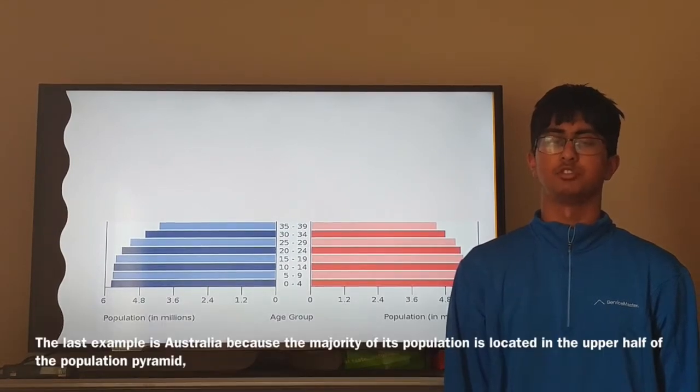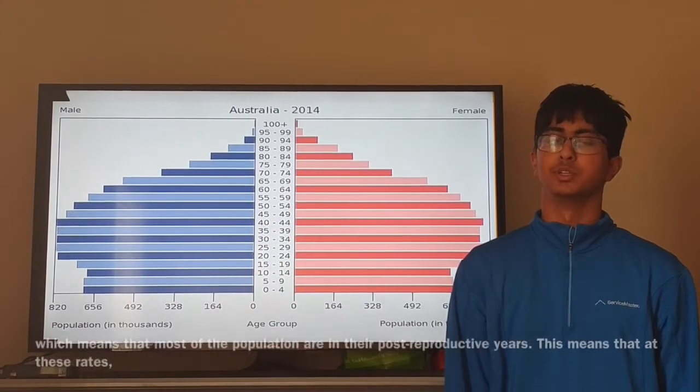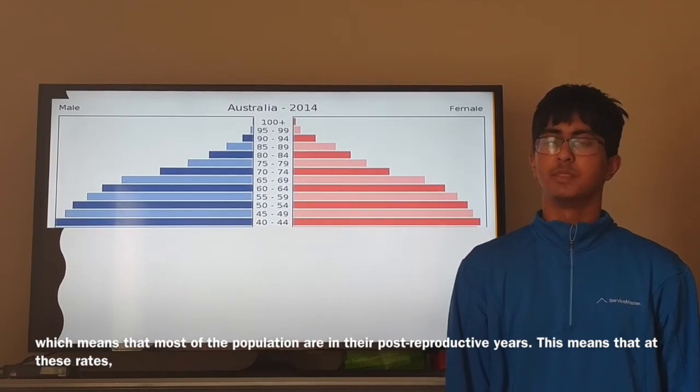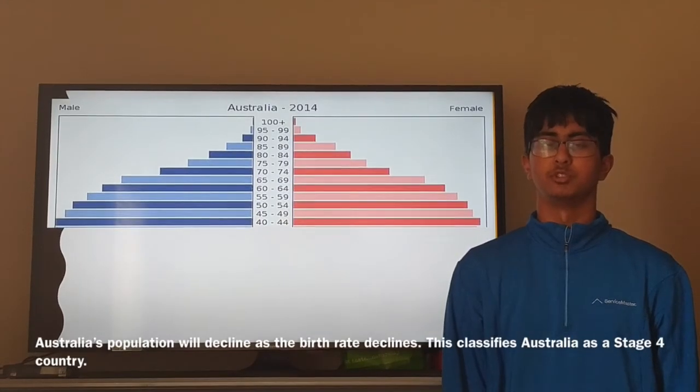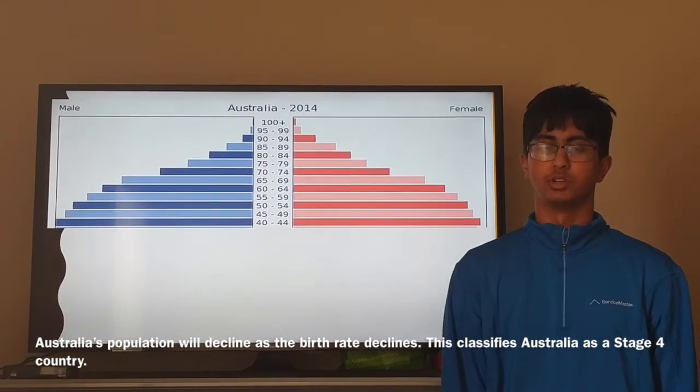The last example is Australia, because the majority of its population is located in the upper half of the population pyramid, which means that most of the population are in their post-reproductive years. This means that at these rates, Australia's population will decline as the birth rate declines. This classifies Australia as a Stage 4 country.